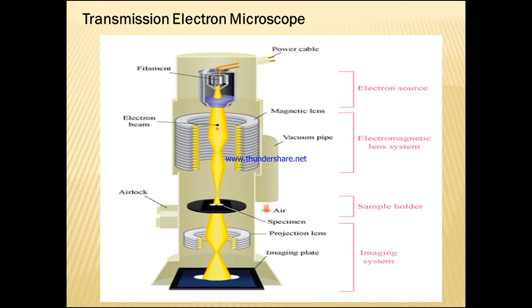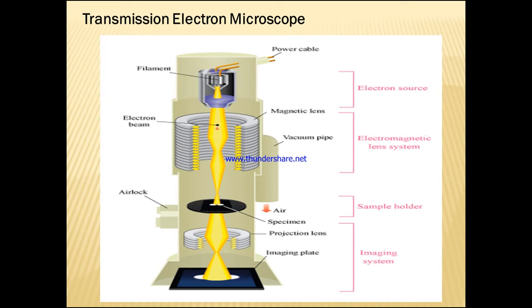So the high-energy electron beam bombards the specimen, and the lenses focus it on the specimen. Whatever lenses we have, they focus the beam towards the specimen, so that the electrons are used for image construction. The image is constructed by using the transmitted electrons. Whatever images we are going to get are by using the transmitted electrons here.